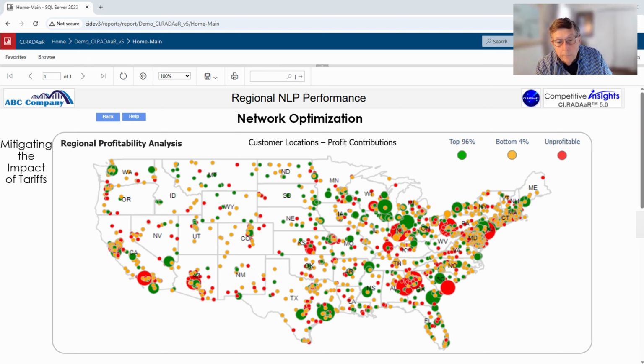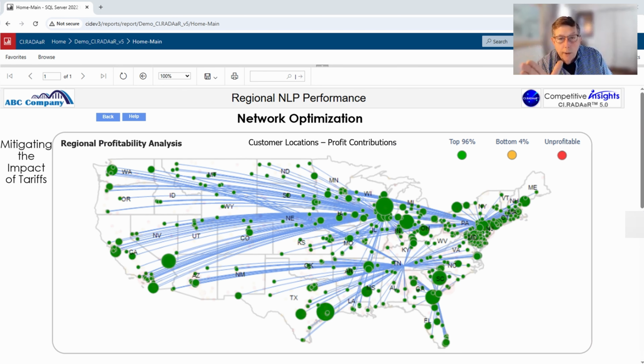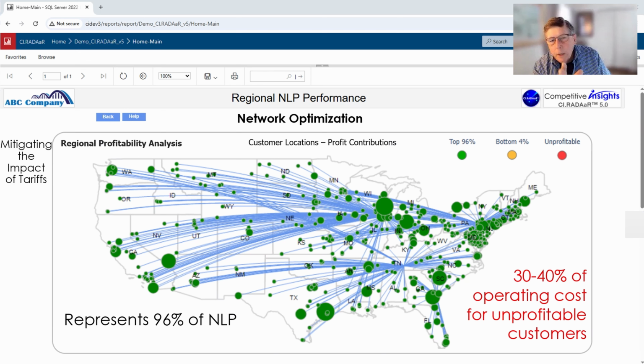But I've got a lot of large red dots, which means they're buying a lot of volume and they're totally unprofitable. So now I say, well, that's really interesting. What if I design my network by just starting, not ending, just starting with what does that network look like just to serve 96% of my profit? And that is because what may surprise you is it's not unusual for us to see that somewhere between 30 and 40% of the operating costs that a company has is going to unprofitable products and customers.